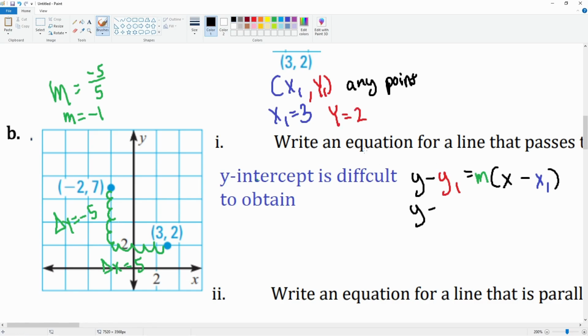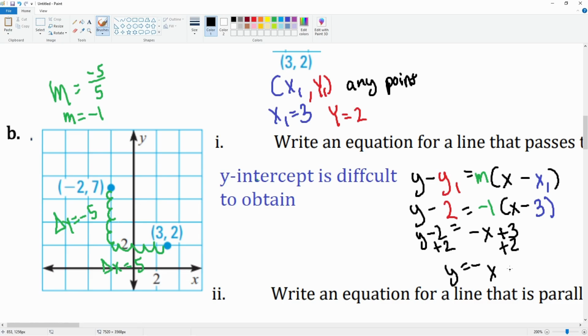Nothing happens to the y. The y1 becomes the number 2. That equals your slope of -1, parentheses, x minus your x1, which is 3. Close the parentheses. There you go. But we want this in a neater way. So y minus 2. Let's distribute. -1 times x is -x. -1 times -3 is +3. Add 2 to both sides. You get y is equal to -x plus 5.